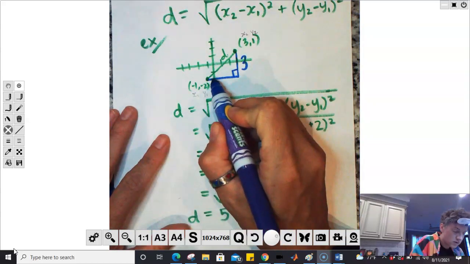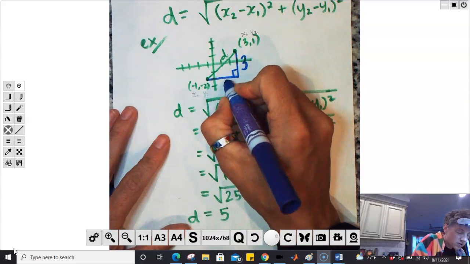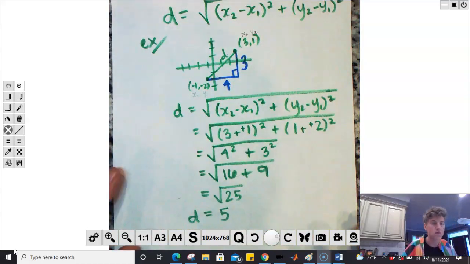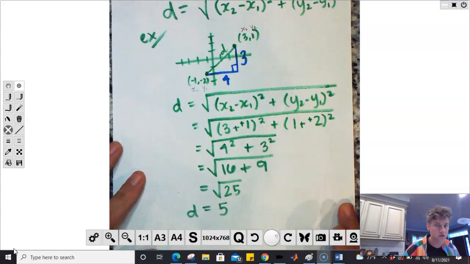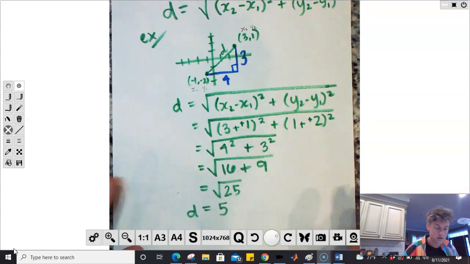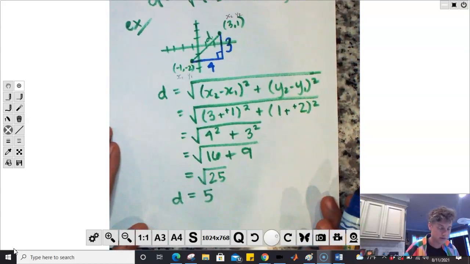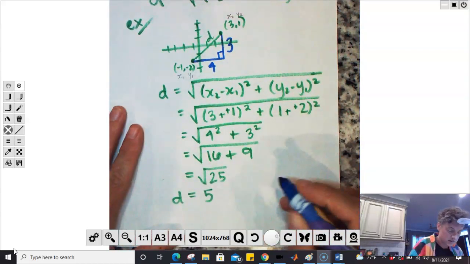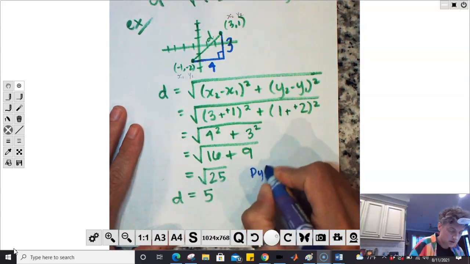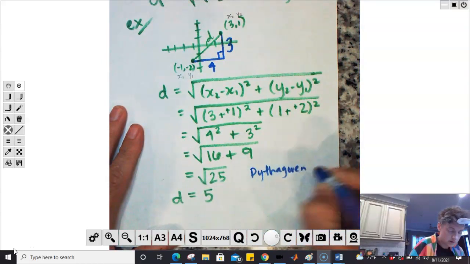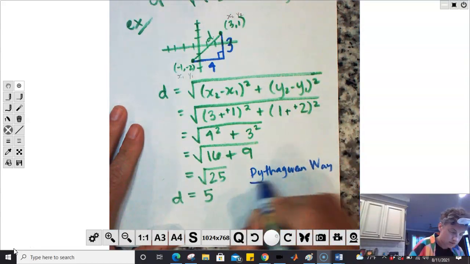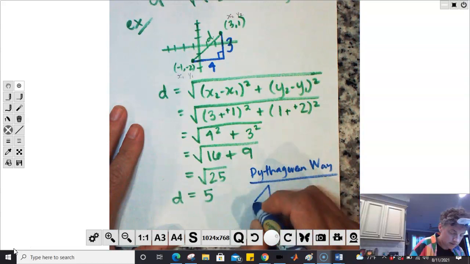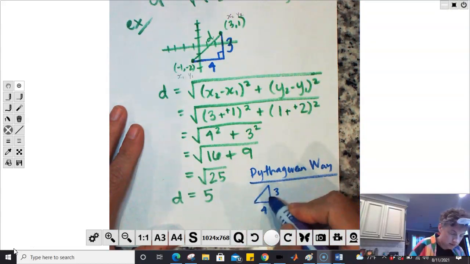This is 1, 2, 3, 4 units long. Okay, so if I wanted to use the Pythagorean theorem on this triangle that I've drawn, which I will do on my paper here, we'll just say the Pythagorean way. Give me an A in there. I'm going to redraw that triangle. It had a 3, it had a 4, and then there was my right angle.